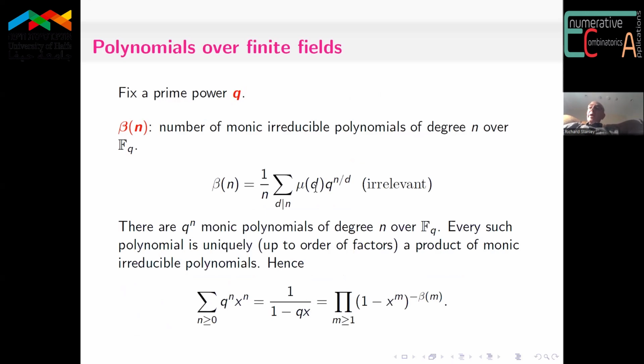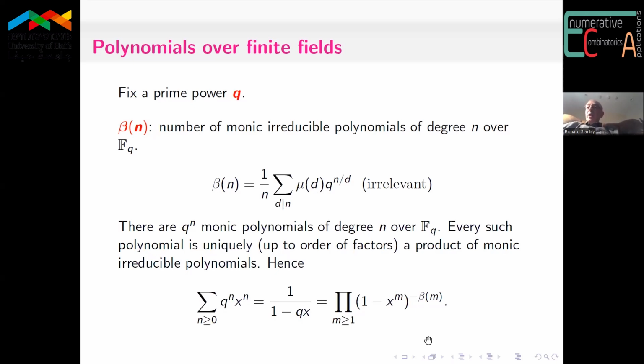There are q to the n monic polynomials of degree n over F_q, right? There are n coefficients, which can be anything in the field, and then the leading coefficient is 1. Every such polynomial is a unique product, up to order, of monic irreducible polynomials. And then we're going to get this well-known identity, the generating function for all the monic polynomials of degree n, q to the n of them. So it's just 1 over 1 minus qx.